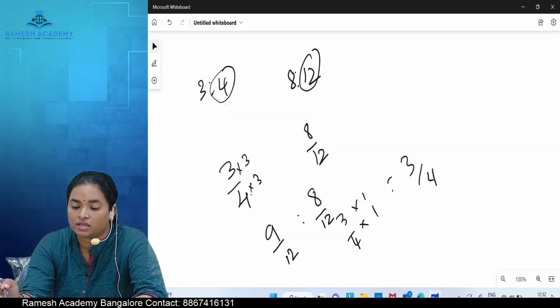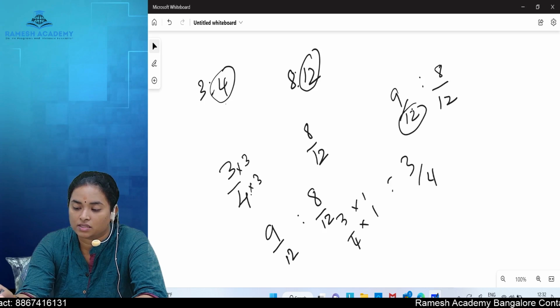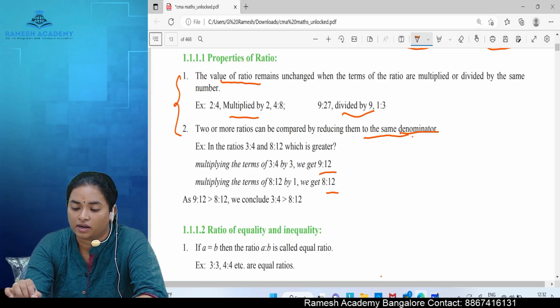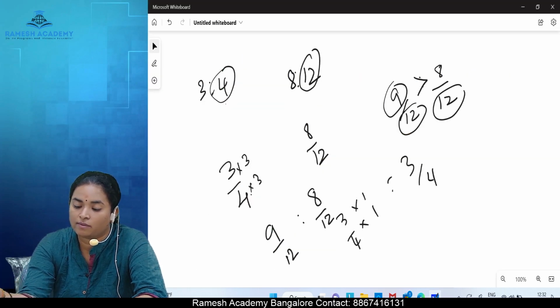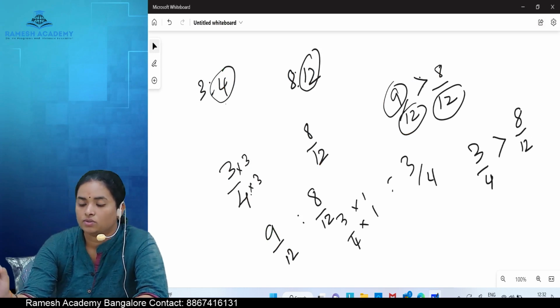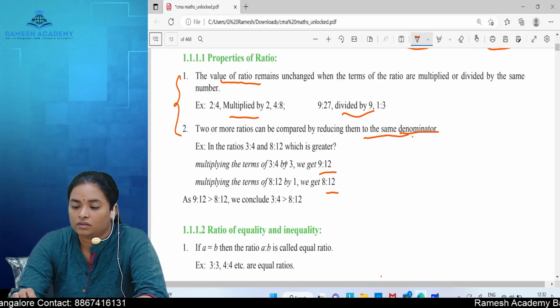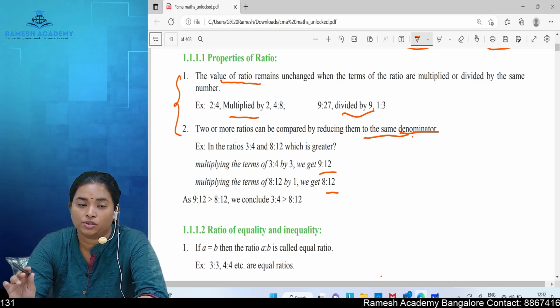Now with this, how will I know whether 9/12 or 8/12 is greater? You need not worry, the denominator is the same, so you take the numerator and say that is greater. So 9 is greater, we conclude. So 9/12 came from 3/4, right? It is greater than 8/12. Clear? This is how you will do the comparison of the ratios.